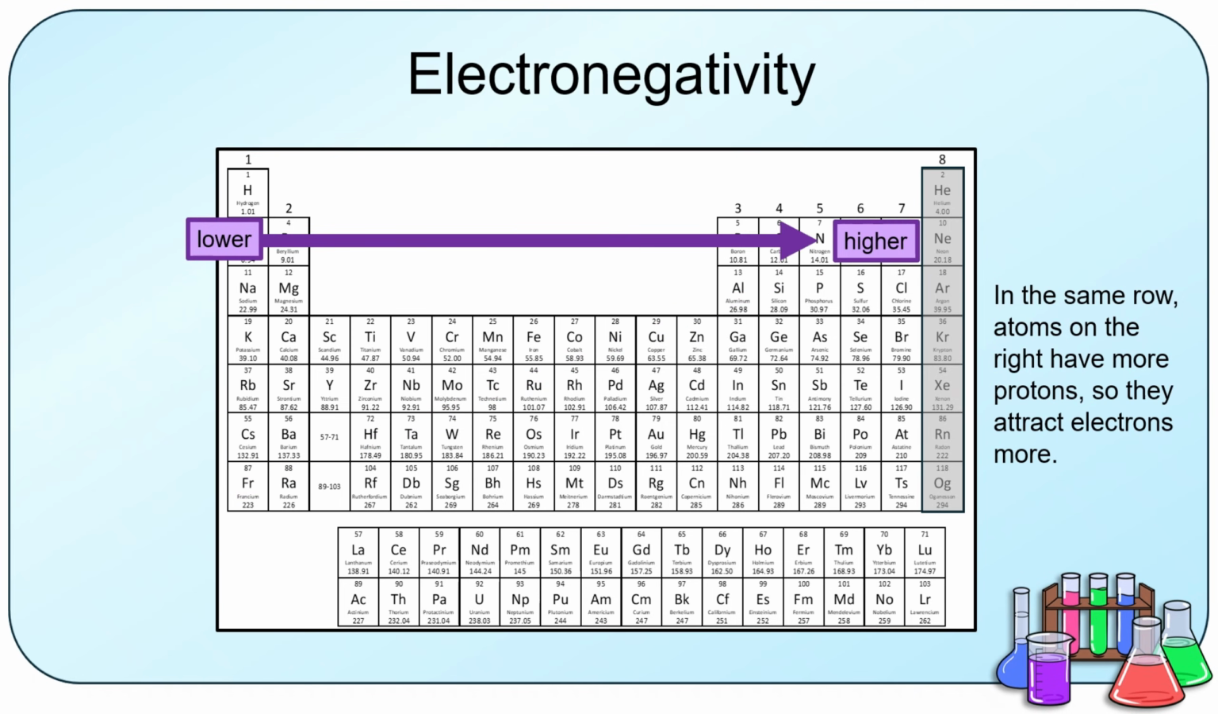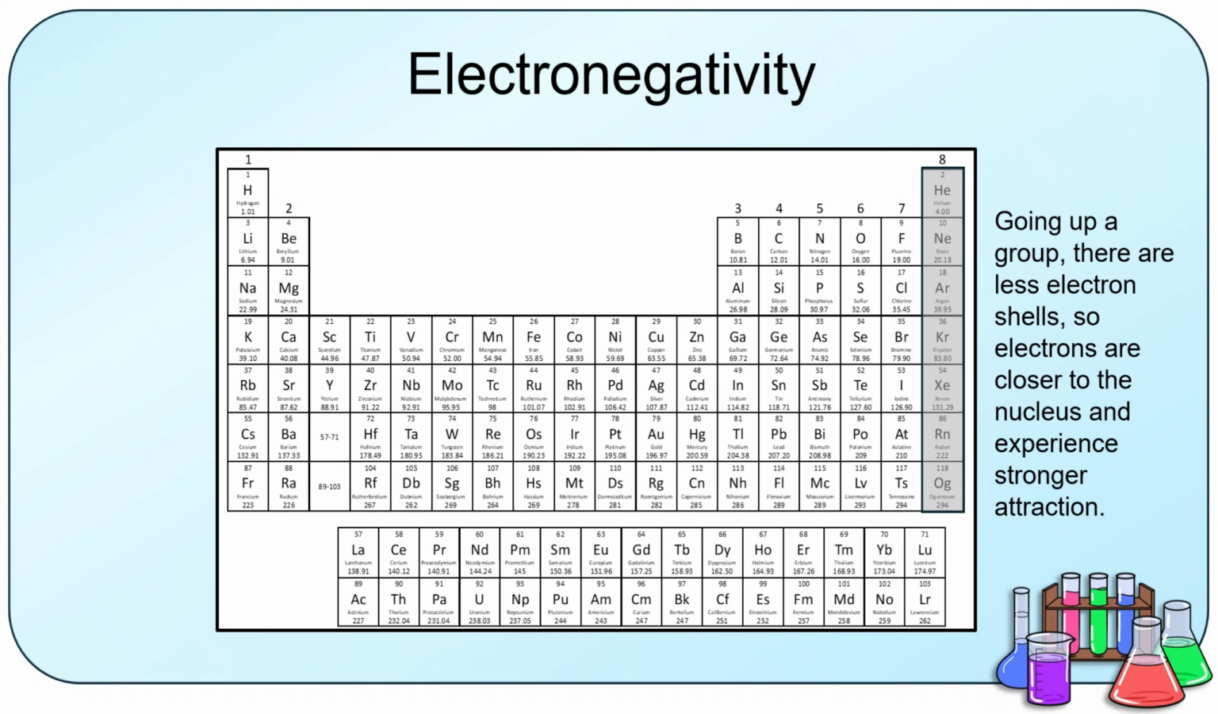Electronegativity increases across a row because atoms on the right have more protons, so they attract electrons more. Electronegativity increases up a group because the atoms near the top have less electron shells, so electrons are closer to the nucleus and experience stronger attraction.